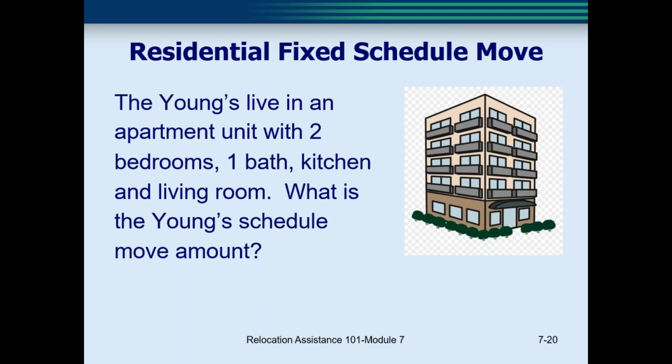Okay, so the correct answer is B, 4 rooms at 1,200. They have 2 bedrooms, a living room, and a kitchen, so they have 4 rooms. Now the 4 pay rooms. Remember, pay rooms are if you have extra. So pay rooms would be if you have extra stuff in a basement or extra stuff in a barn or a shed.